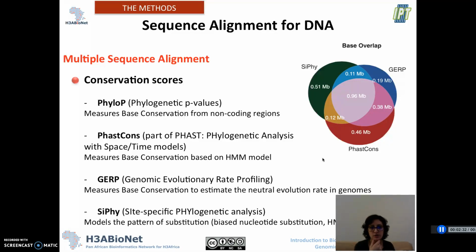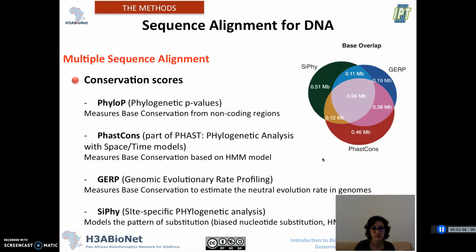PhyloP is another one that measures base conservation from non-coding regions. FastCons has been developed as part of the FAST, which is phylogenetic analysis with space-time models. It uses an HMM, a hidden Markov model, with states of conservation and non-conservation that are denoted as C and N. And this was originally developed for small or medium-sized sequences.